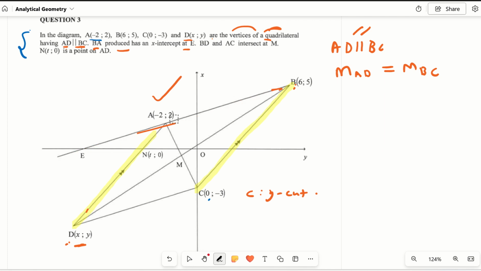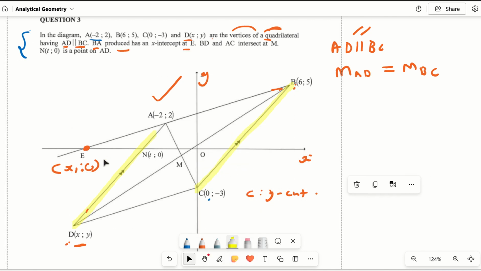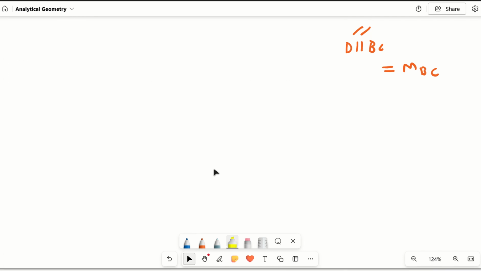So can you guys tell me what is the y-coordinate of E? It is on the x-axis. E lies on the x-axis. They made a mistake here. This is the x-axis, this is the y-axis. Can you guys tell me the y-coordinate of E? 0. Okay, you guys remember that anywhere on top of the x-axis, the y-coordinate is 0. You mustn't forget.